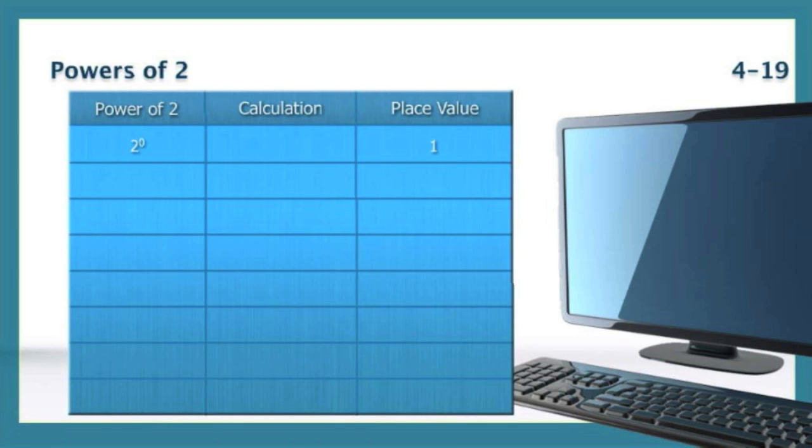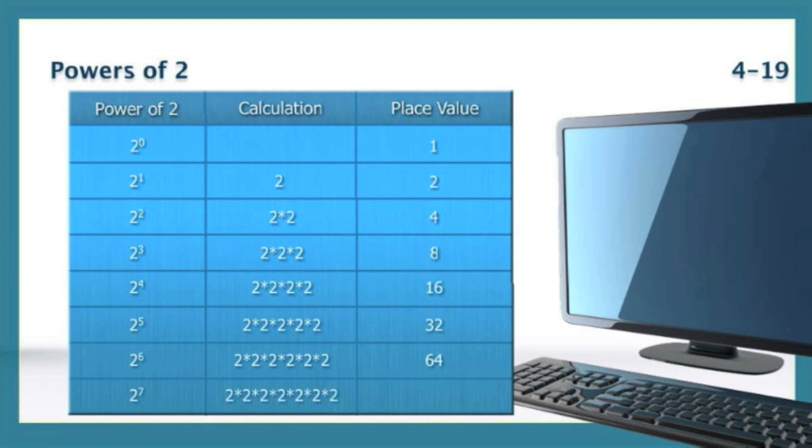It's all based on this powers of 2 chart. Yeah, how you do the conversion is all based on this powers of 2 chart. 2 to the 0, anything to the 0 power equals 1. 2 to the 7 would equal 128.